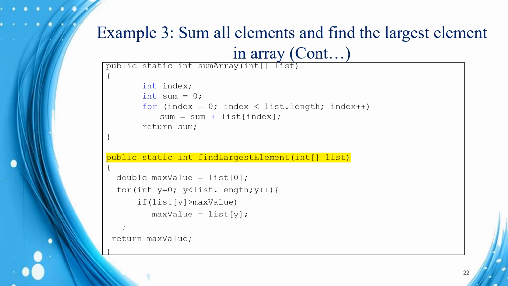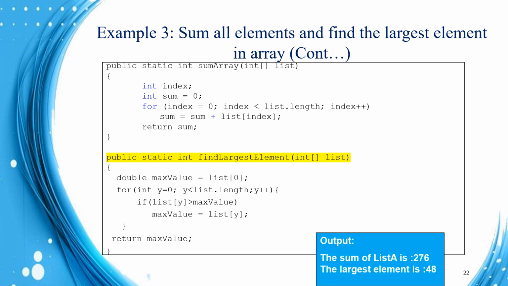The second method that we have here is findLargestElement that will return an int value. It also has one formal parameter type int and it is an array. In this method, it compares the value of the array list at each index number to the maximum value. If the element's value is larger than the current maximum value, it will replace it. The method then returns the maximum value back to the calling method, which is the main method.